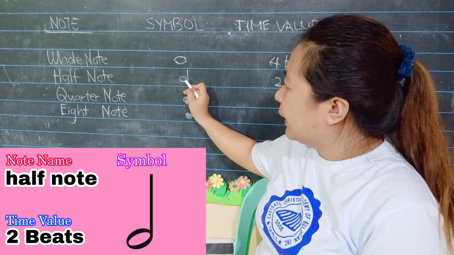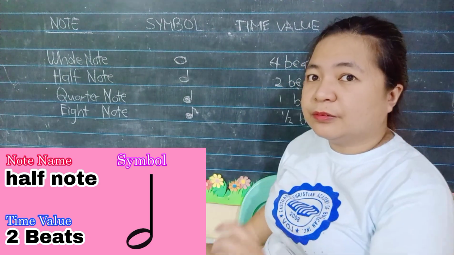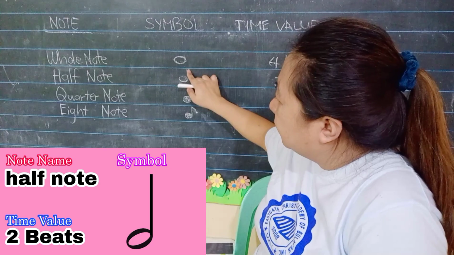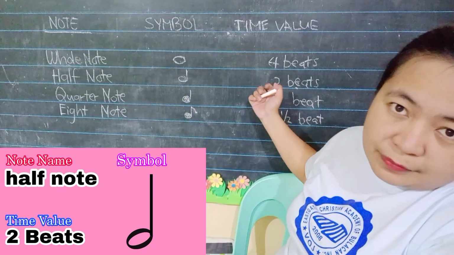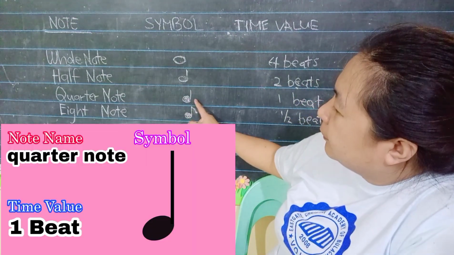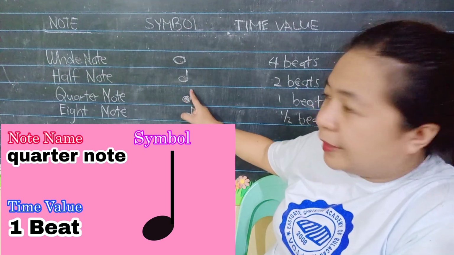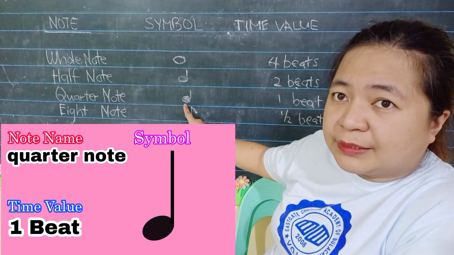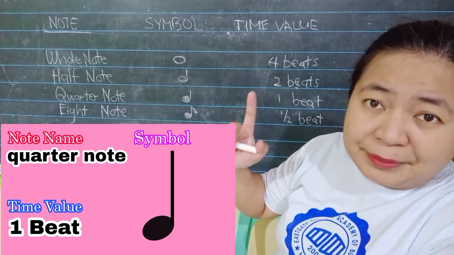Ang kanyang head note ay ganun din, circle, kagaya ng sa whole note. Pero, meron siyang kadugtong na stem. So, easy. Time value is 2 beats. Quarter note, symbol. Dito naman sa quarter note, meron siyang head note, meron siyang stem, and meron siyang shade sa loob. Okay, ang kanyang beat ay 1 beat.